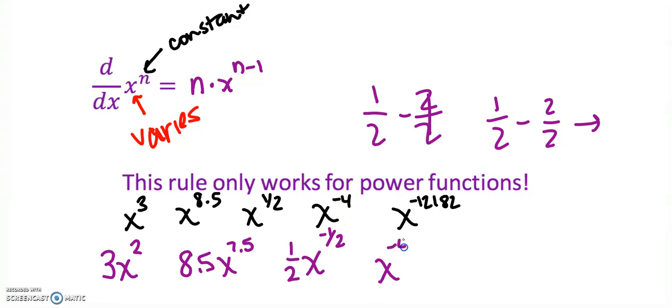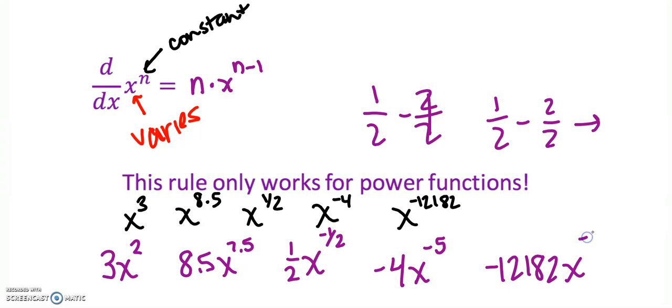X to the negative 4th. Oh, nope, see? This is where I make mistakes. This is going to be negative 4 x to the negative 5. And this one, wow, negative 12,182 x to the... but we're going to subtract 1, so negative 12,183. Got it. Oh, okay, so you just kind of bring the number down in front and then drop the power. That seems pretty basic, right?